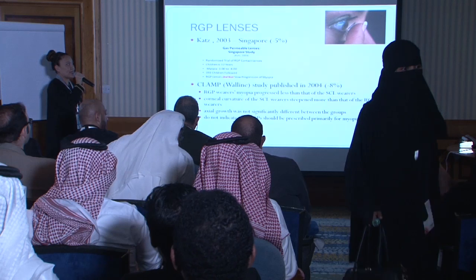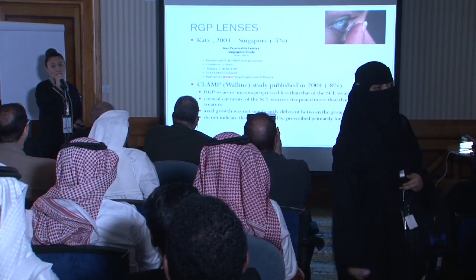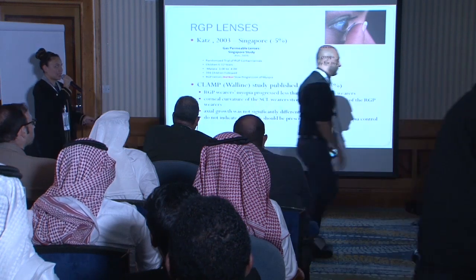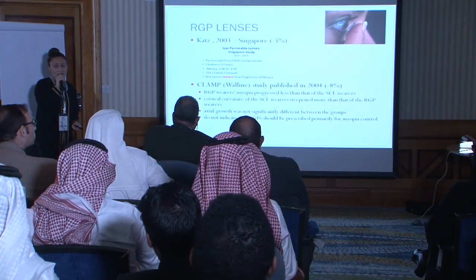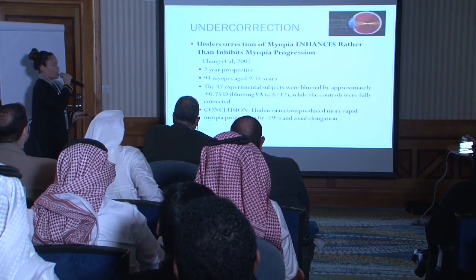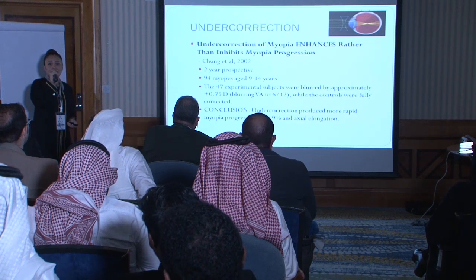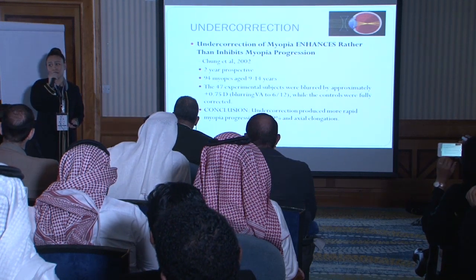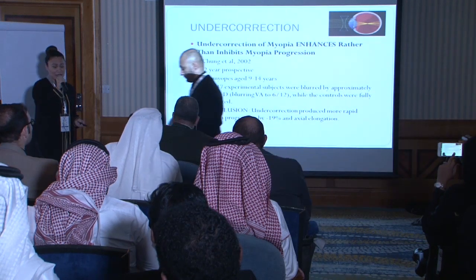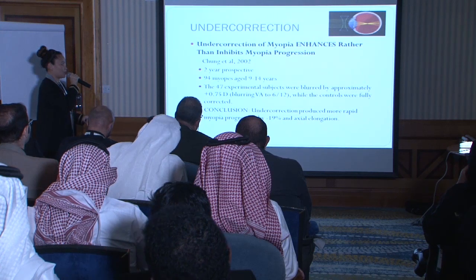Okay, RGP lenses, anything on my slide that's negative, it means it's not controlling it and pushing it to elongate more. So you see here, 5%, -5, -8. So RGP, not a good thing. Under correction, how many percent? -19%. So those kids who were undercorrected, the progression went faster. I think one of my feet is in hell because I used to do that.